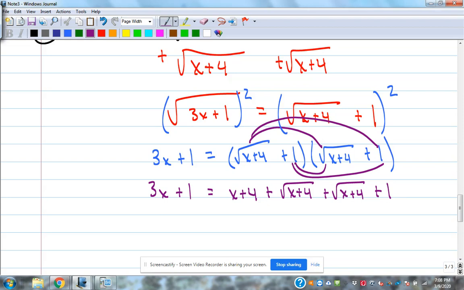Well, I'm going to simplify that right-hand side. It's got a lot of stuff that's the same. You got the 4 and the 1 that can come together. It's going to give me x plus 5. And then there's a 1 in front of each of those. So that's really 2 square root of x plus 4.